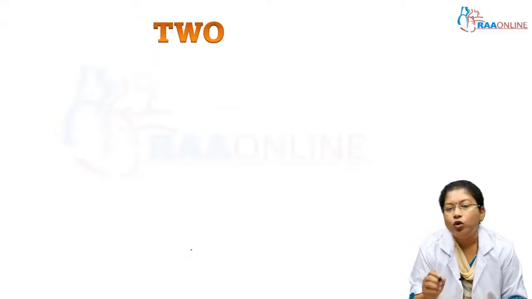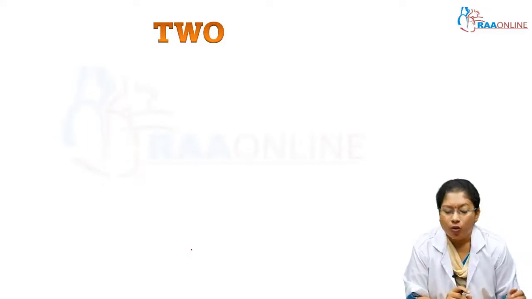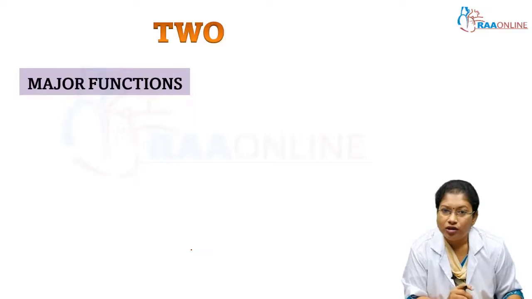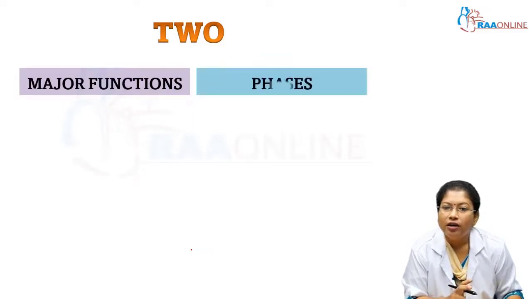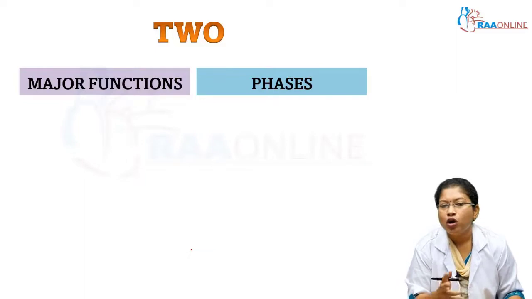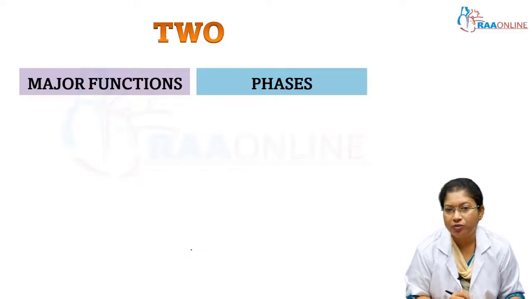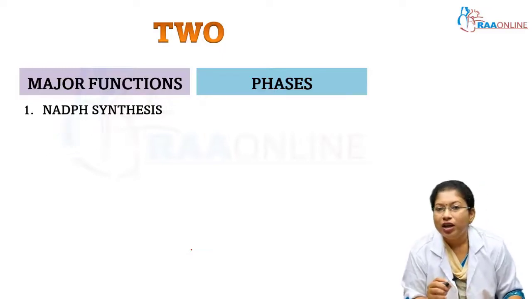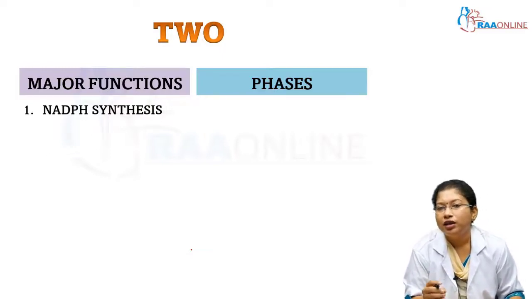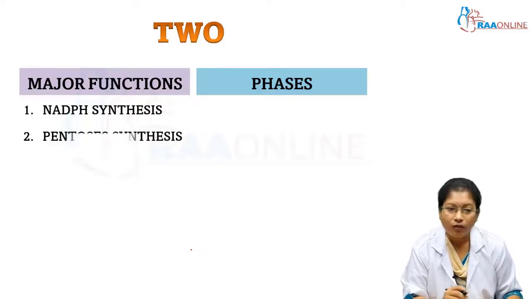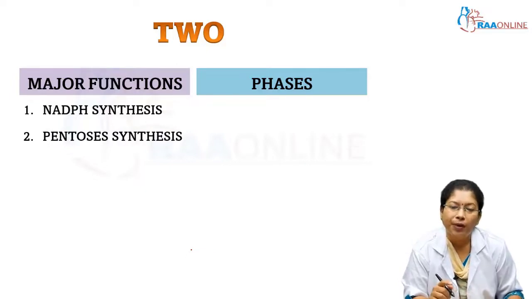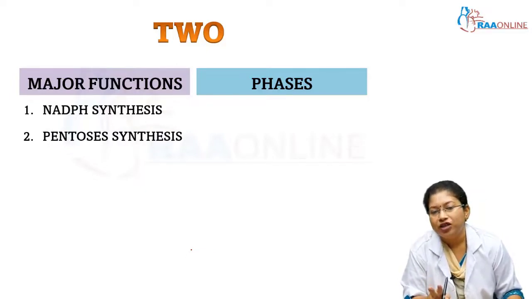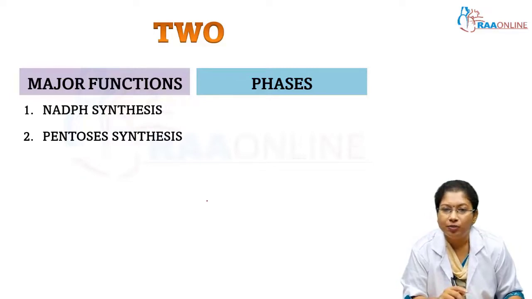So, the number 2 is very important when HMP Shunt Pathway is considered. Like the functions, there are 2 major functions, and phases, there are 2 phases. So, what are the 2 major functions related to HMP? One, it can produce NADPH. So, it is very important for biosynthetic reactions of fatty acid, cholesterol and steroid synthesis. One more thing, it produces pentoses. These are the 2 major functions concerned with the HMP.